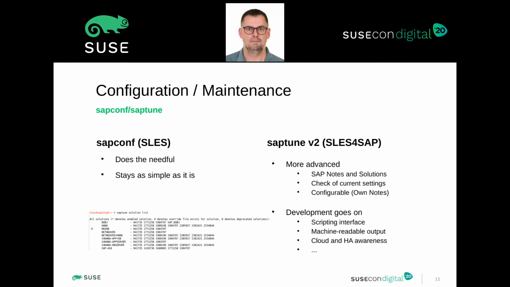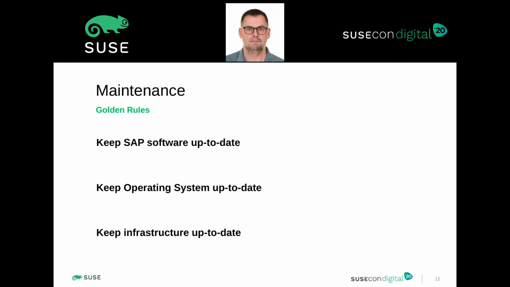Then we will also enhance the interface and the output. So we need a machine readable output to make it much easier to combine with configuration management tools. And of course, we will try to make it more cloud and HA aware so that specialties of various clouds and the HA scenario are reflected, and many more. So keep an eye on that tool.